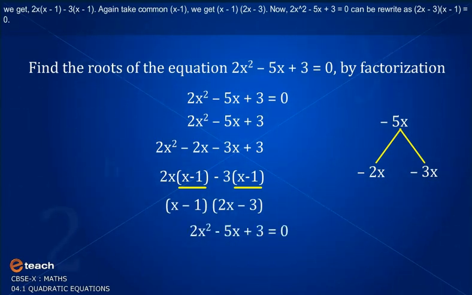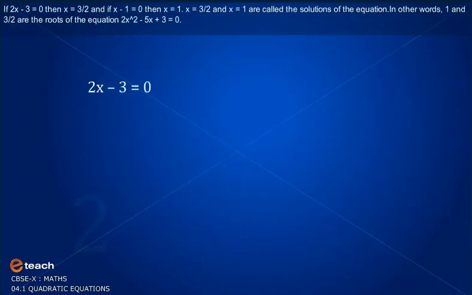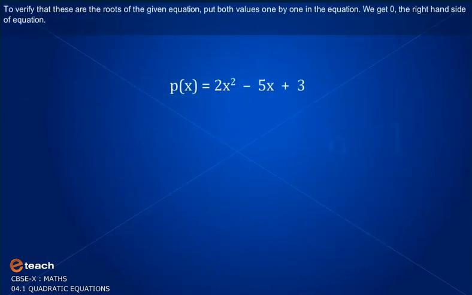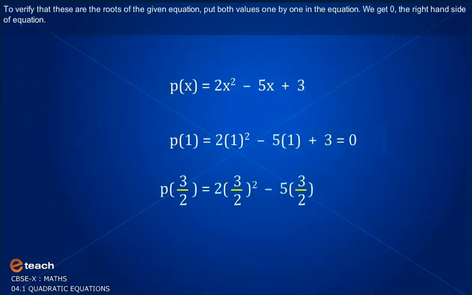Now 2x square minus 5x plus 3 is equal to 0 can be rewritten as (2x minus 3) into (x minus 1) is equal to 0. If 2x minus 3 is equal to 0, then x is equal to 3 by 2. And if x minus 1 is equal to 0, then x is equal to 1. x is equal to 3 by 2 and x is equal to 1 are called the solutions of the equation. In other words, 1 and 3 by 2 are the roots of the equation 2x square minus 5x plus 3 is equal to 0. To verify that these are the roots of the given equation, put both values one by one in the equation and we get 0, the right hand side of the equation.